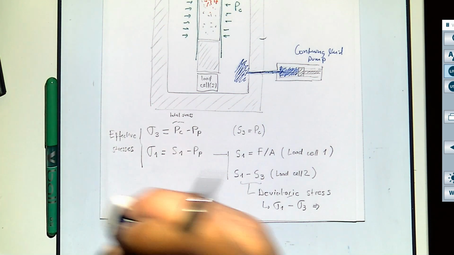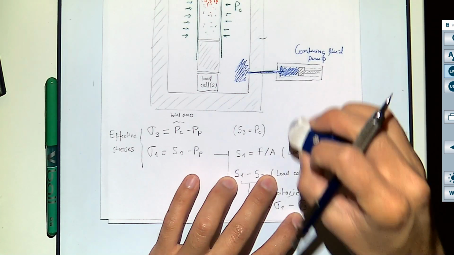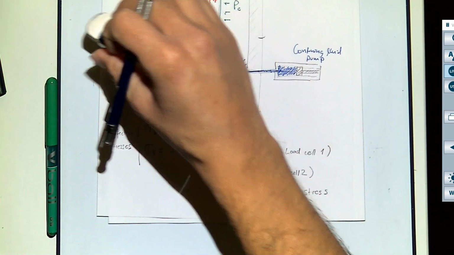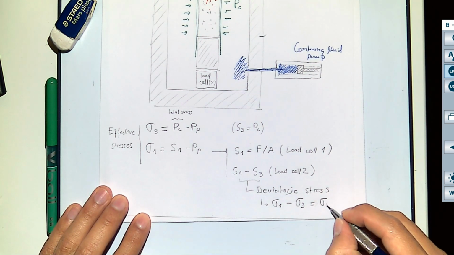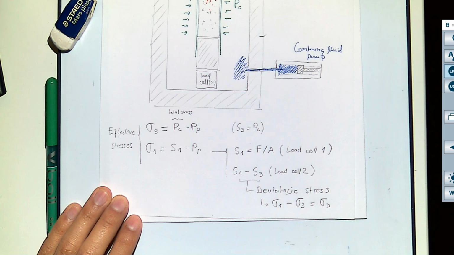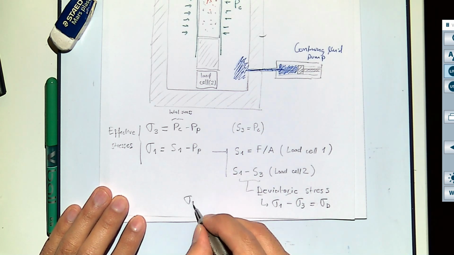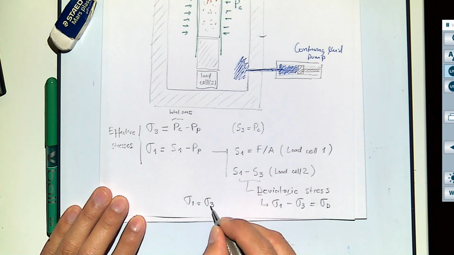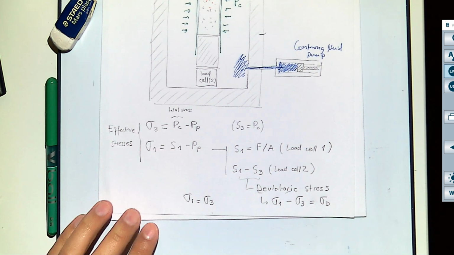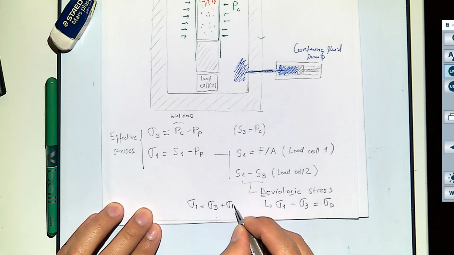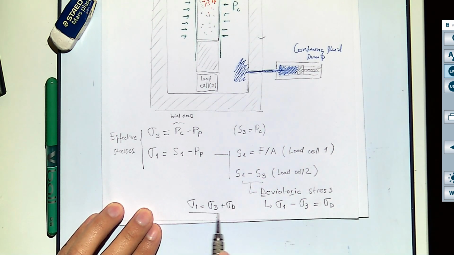So okay, let me finish this. What I just said, this one, usually we call it sigma D for deviatoric, and if you want sigma 1, you get sigma 3, which you know from the confining pressure. You add sigma D, and then you get sigma 1.